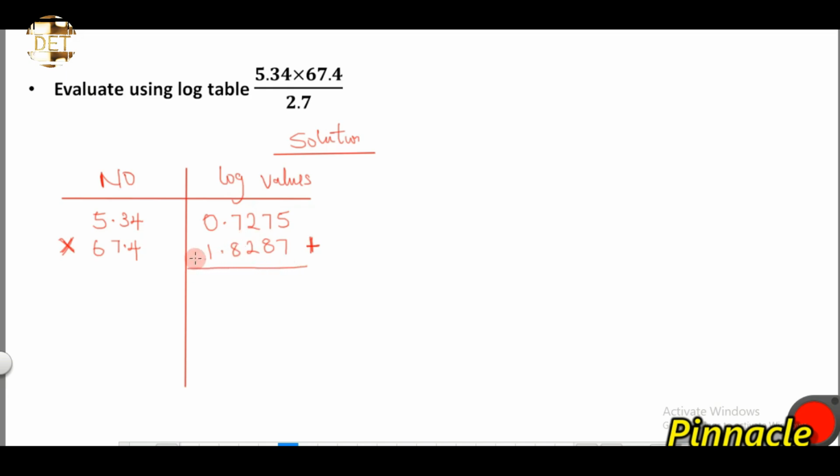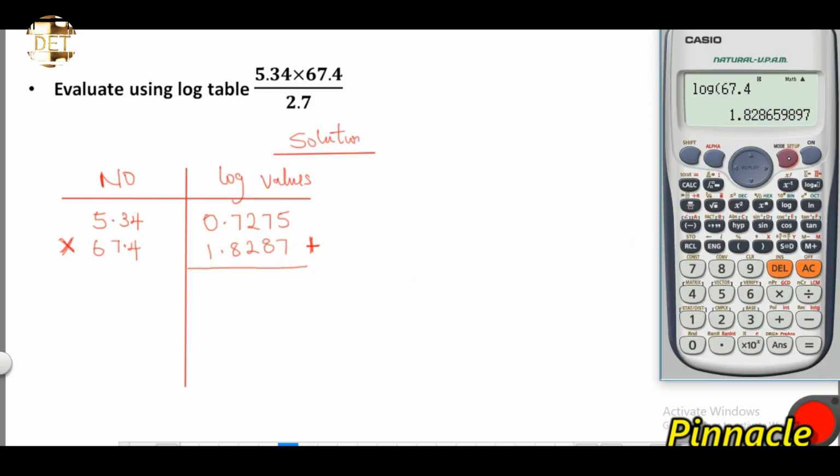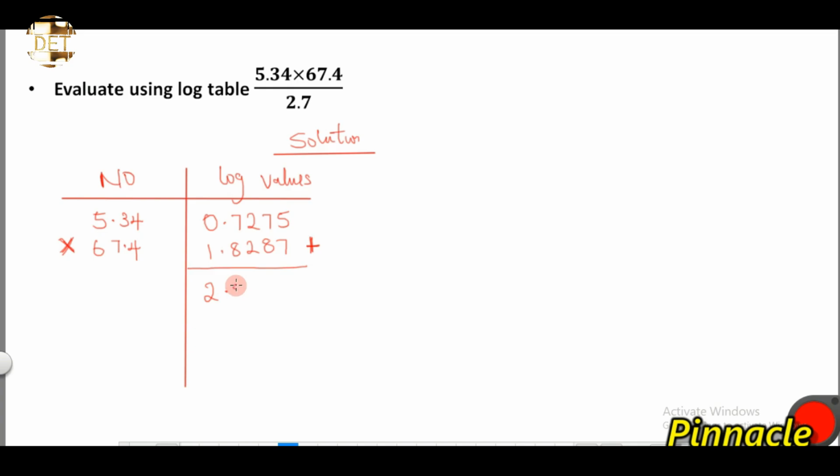So if I add these numbers, what am I going to get? I'll simply quickly use my calculator to add these numbers. So I have 0.7275 plus 1.8287. That is equal to 2.5562. So this is the addition. This is the result that I got from the addition of these two log values.